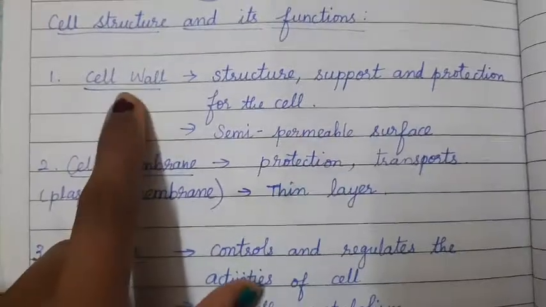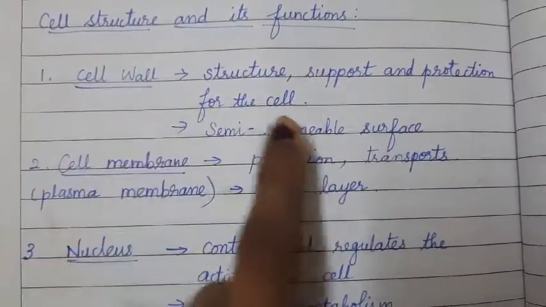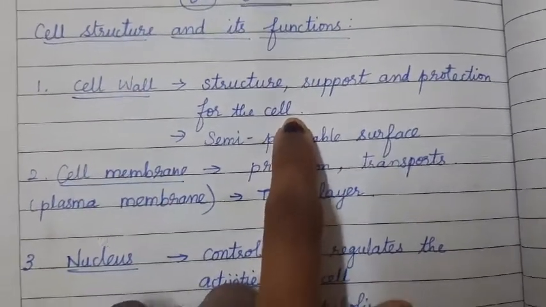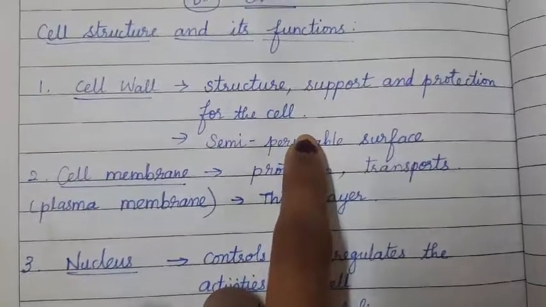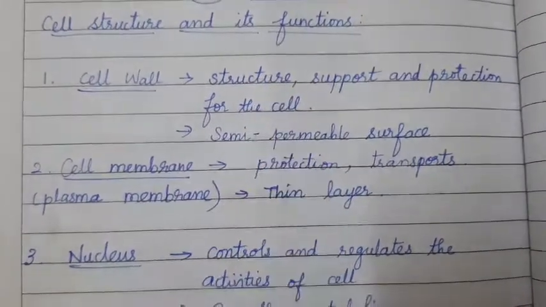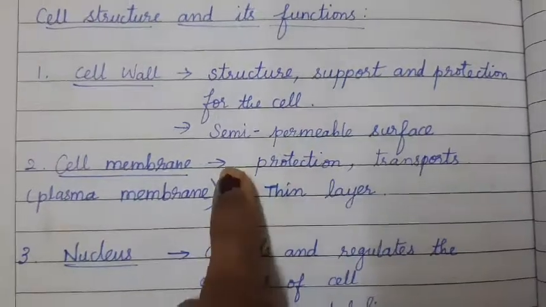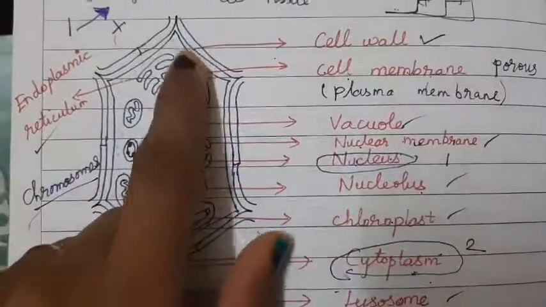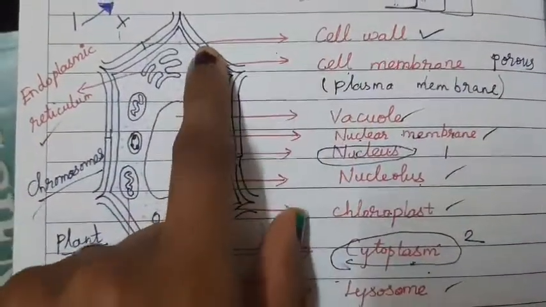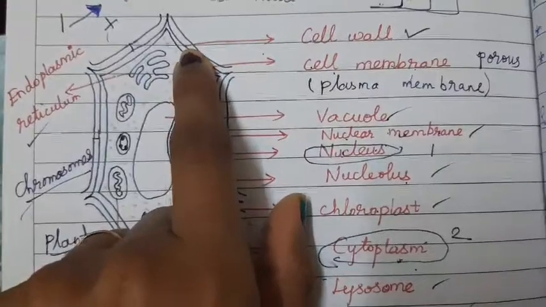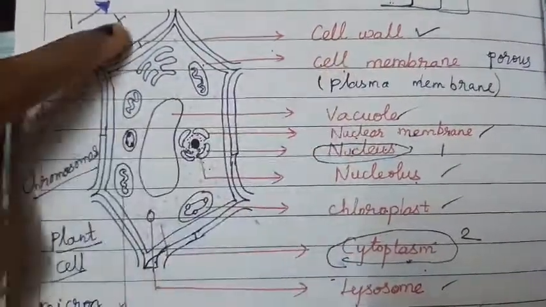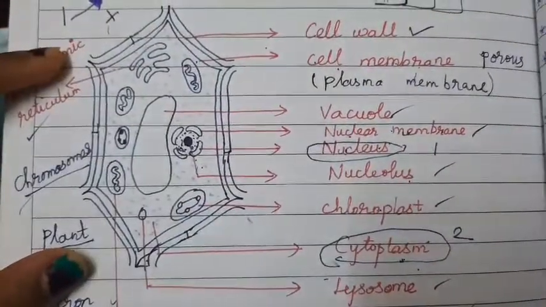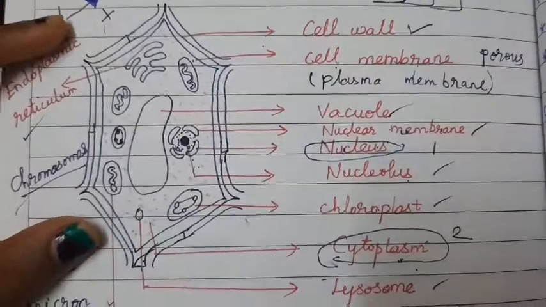Okay, the first one is your cell wall. The cell wall is the support and protection for the cell, the outer covering of the cell. It gives the structure for the cell, and it is a semi-permeable surface. Now look at this diagram, which is the cell wall. The outer layer is your cell wall. The cell wall acts as a protective cover for the cell. It gives the structure for the cell.